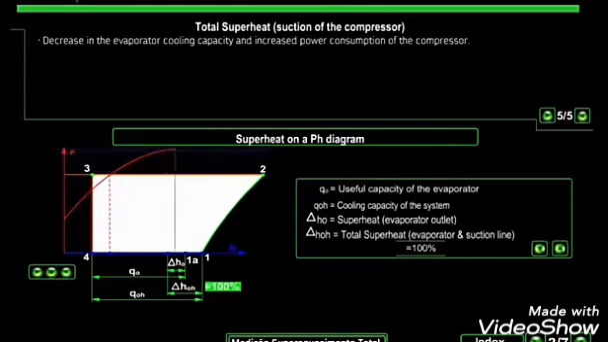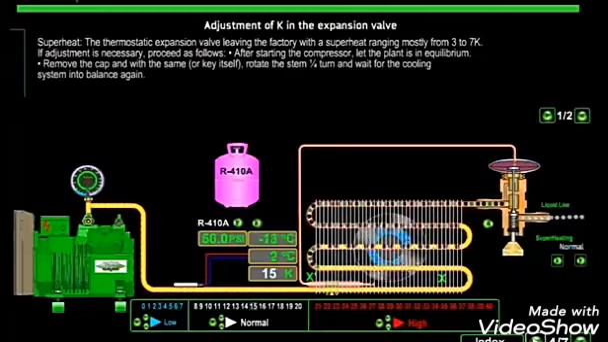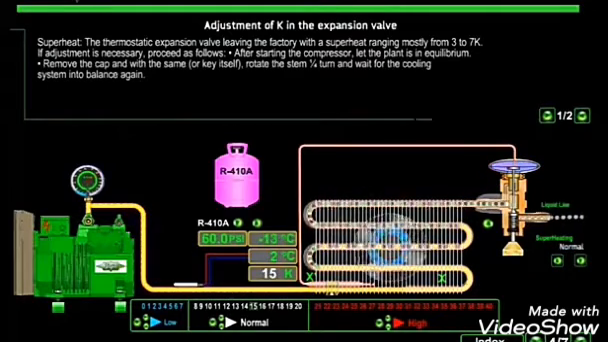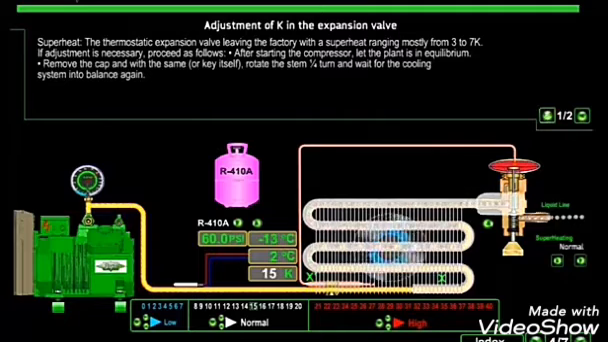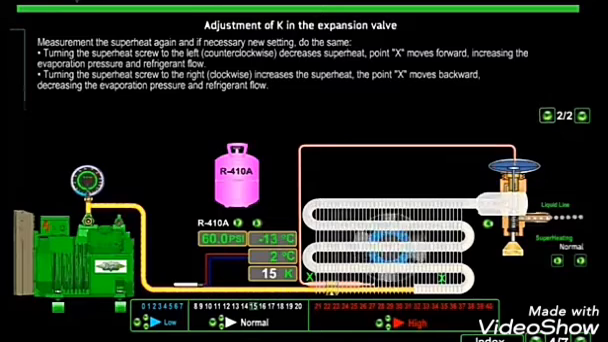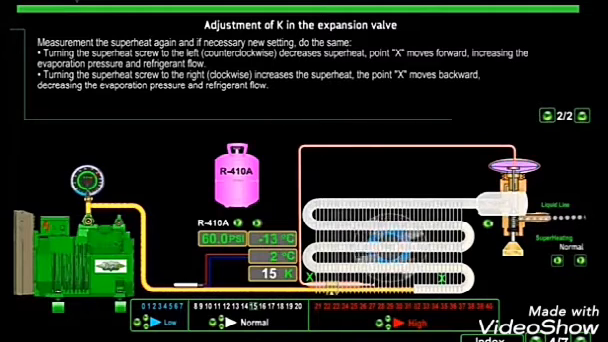Check the superheat measurement. First one, turning the superheat screw to the left side, this is counterclockwise. Second one, turning the superheat screw to the right side, which is the clockwise direction.